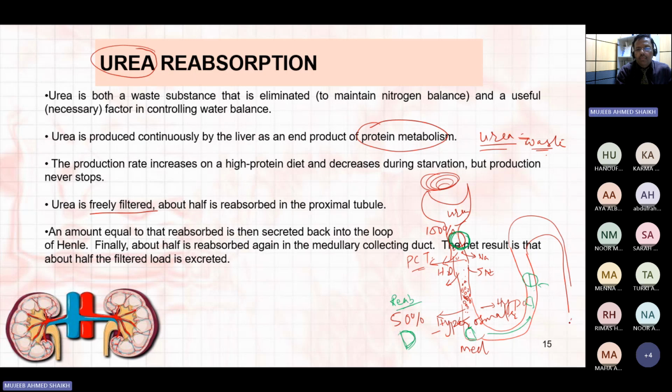before the urine is excreted, again this 50% will leave and come back into the interstitium. Once it comes here, half will be inside and half will be in the interstitium. 50% will be in the interstitium, so this half will be lost into the urine. So we can say urea is 50% excreted. Excretion of urea is 50%, not 100%. Although it is a waste product, only half will be excreted.